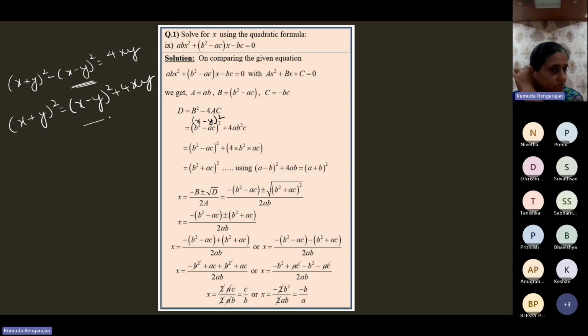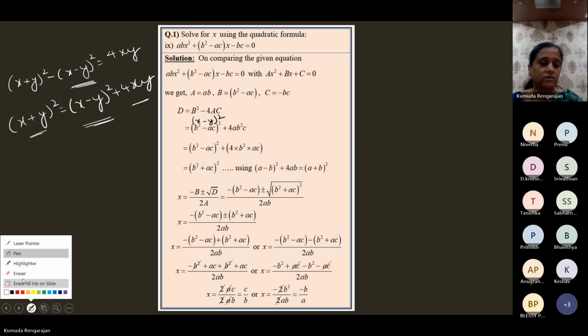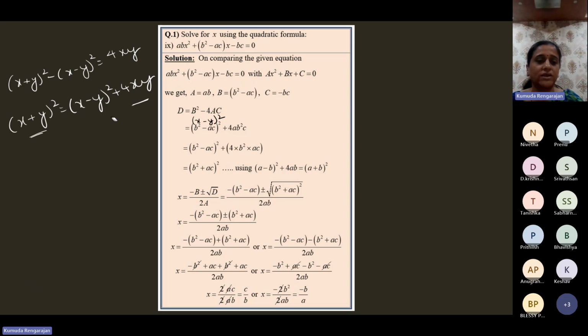So if you have x minus y the whole square plus 4xy, that can be written as x plus y the whole square. You just have to remember this identity. Then you can transpose and get the others. This is the identity you need to remember: x plus y the whole squared minus x minus y the whole squared is equal to 4xy. So from this identity, x minus y the whole squared plus 4xy is x plus y the whole square.